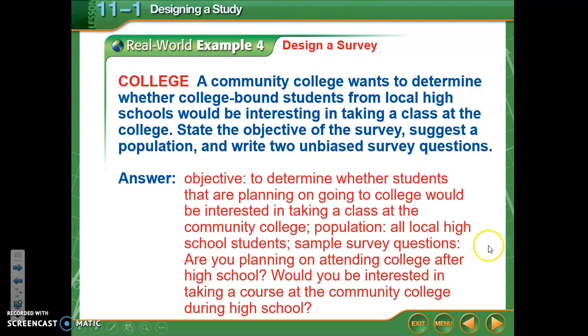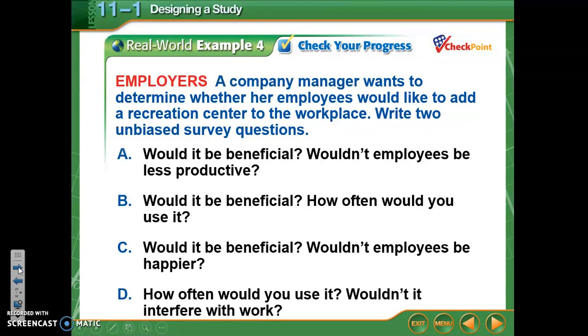Here are some sample survey questions. Are you planning on attending college after high school? Would you be interested in taking a course at the community college during high school? Those would be 2 examples. You could probably think of different ones. All right, check your progress with this one.